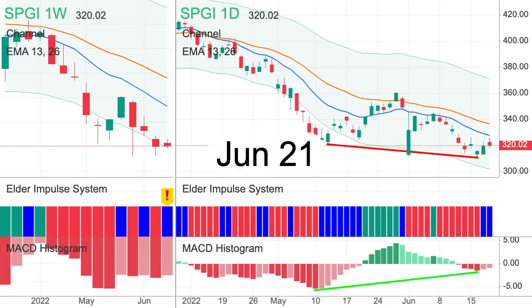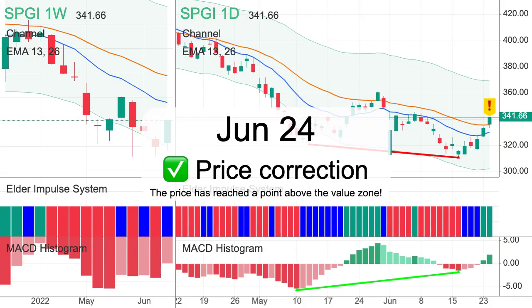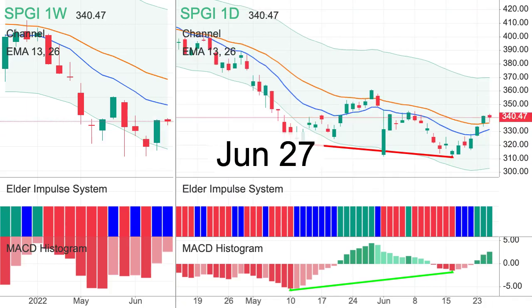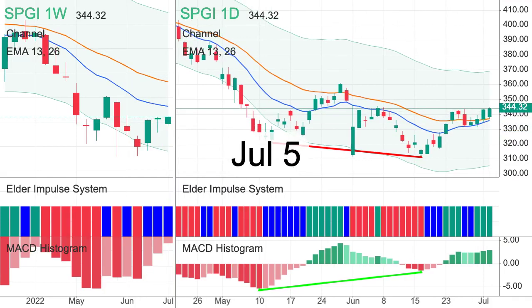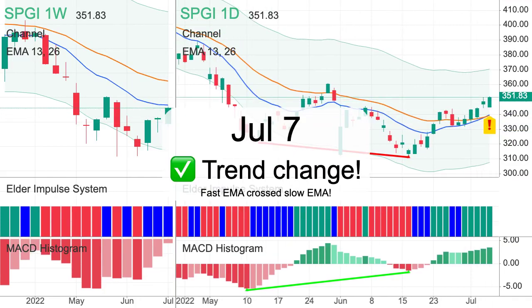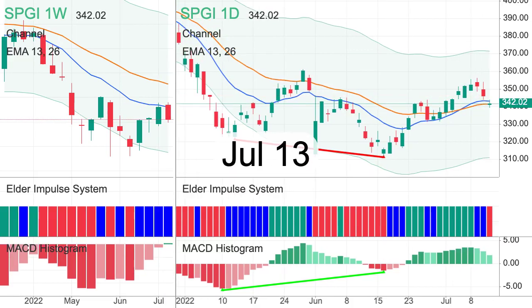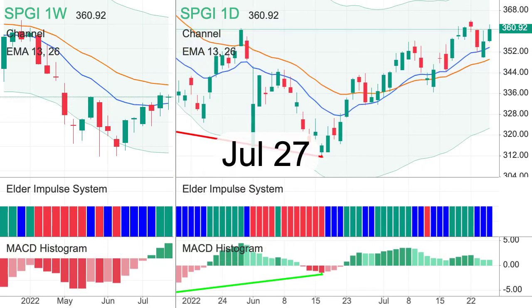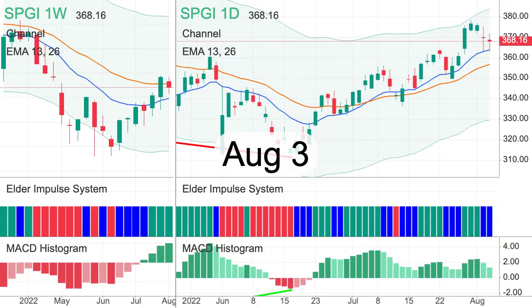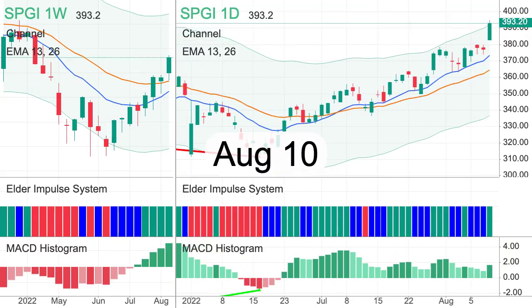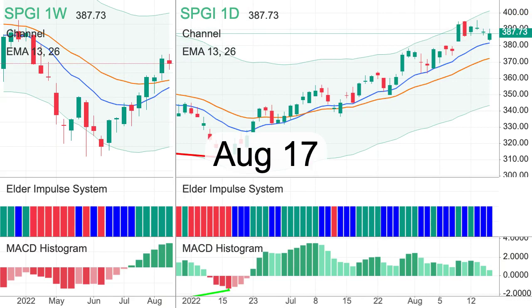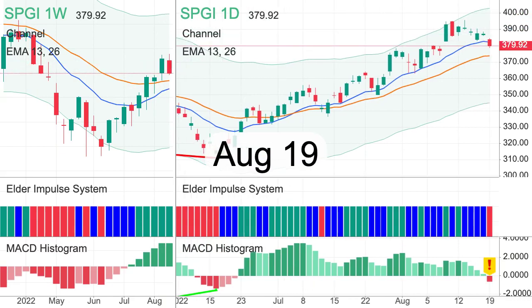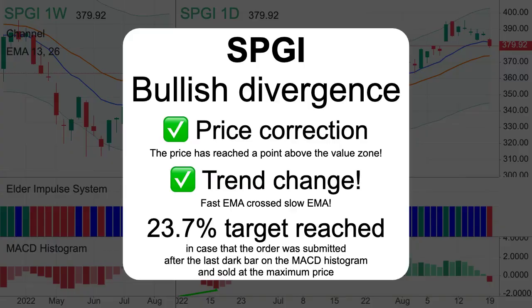There is a blue bar on an elder impulse system on the weekly chart. The price has reached a point above the value zone. Fast EMA crossed slow EMA. MACD histogram crossed the zero line. 23.7% target reached.